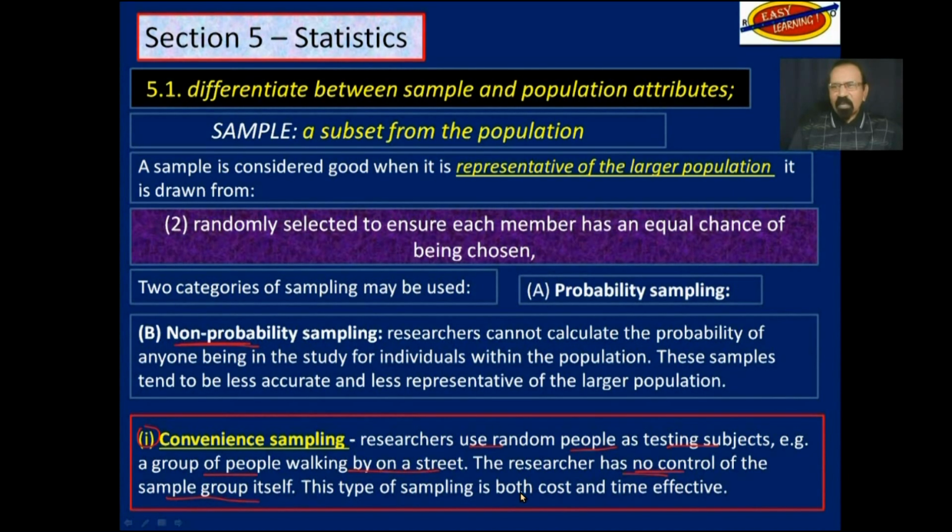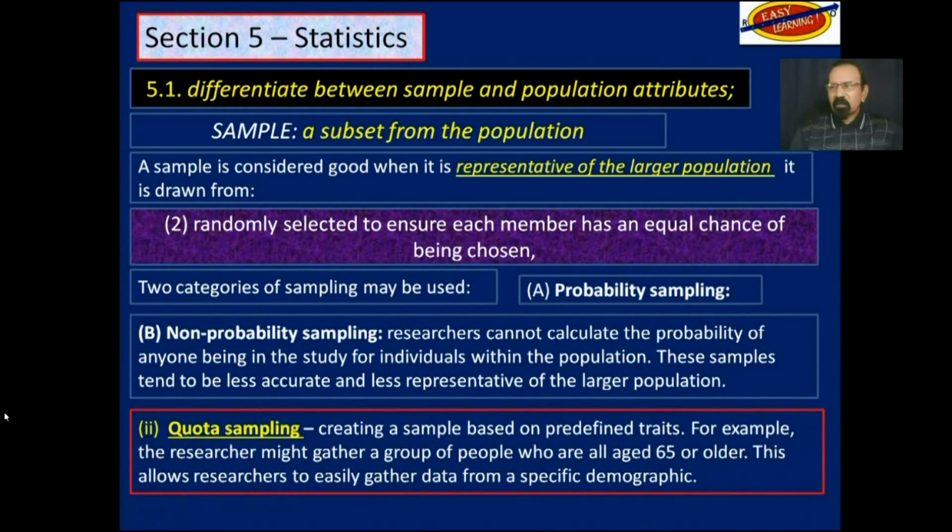This type of sampling is both cost and time effective. So you save money, you save time. It's not very good. Second is quota sampling. Now we are, remember, non-probability sampling. Creating a sample based on pre-defined traits. For example, the researcher might gather a group of people who are all age 65 or older. This allows researchers to easily gather data from a specific demographic.